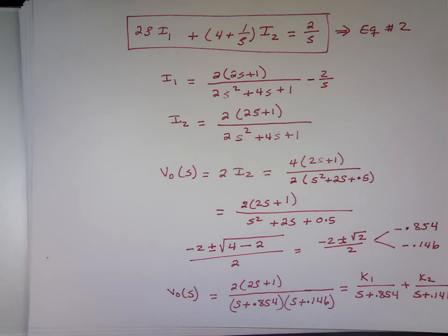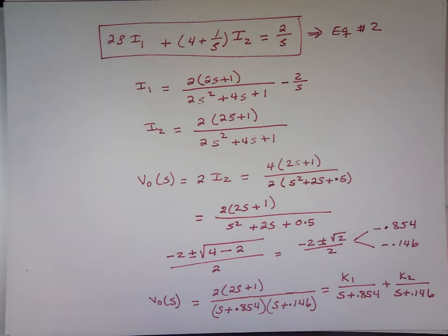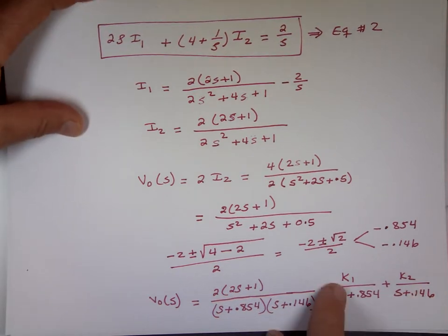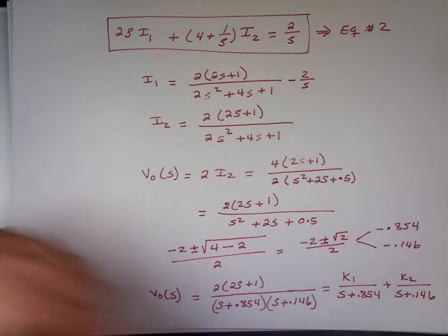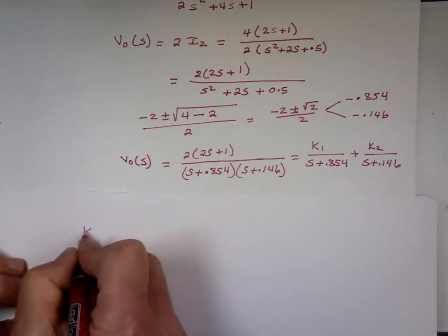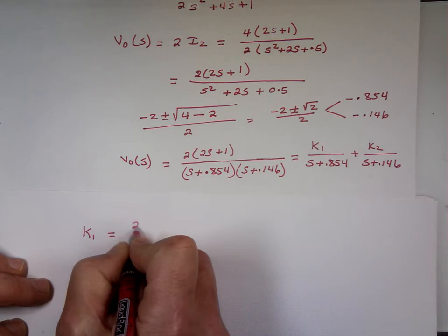Remember, the first step, change it to Laplace, solve it in Laplace. We're almost done solving it in Laplace. I just got to find K1, K2. And once I have that, what's the last step? Change everything back to time domain. So let me find K1, K2. K1 is sitting on top of S plus 0.854, so I'm going to take that out of the picture. So K1 is going to be my cheat sheet method, my shortcut method.